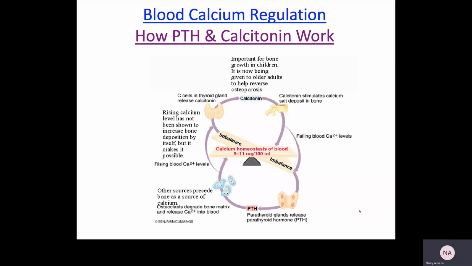If you have dropping blood calcium levels, parathyroid glands will release PTH, parathyroid hormone, which will in turn trigger osteoclasts to break down bone matrix in order to raise the calcium levels in the plasma of the blood. In addition, the kidneys will be triggered to retain more calcium, and the small intestines will be triggered to absorb more calcium.